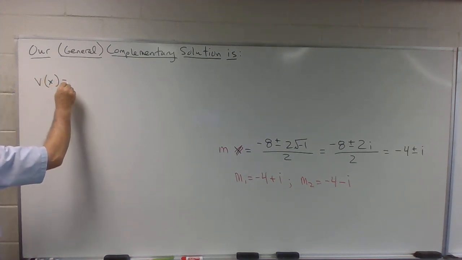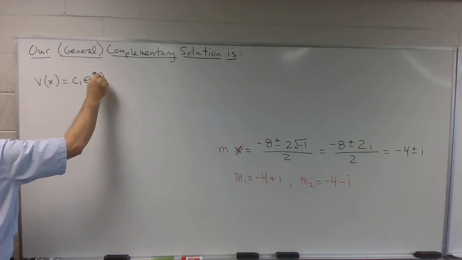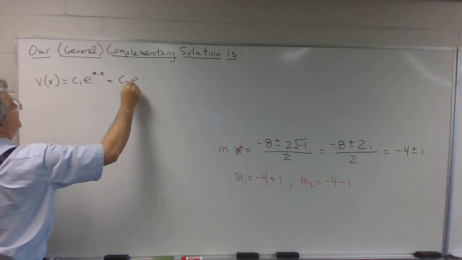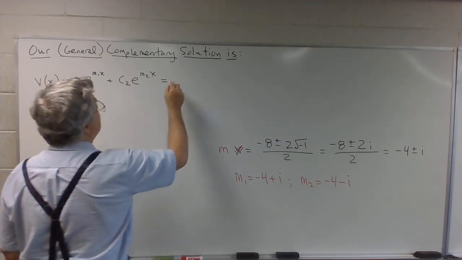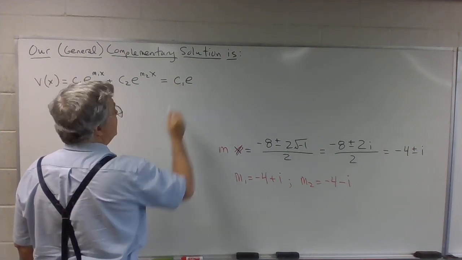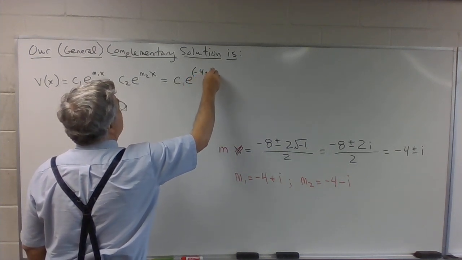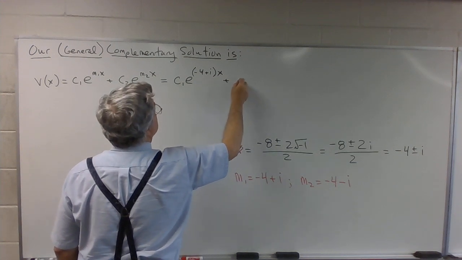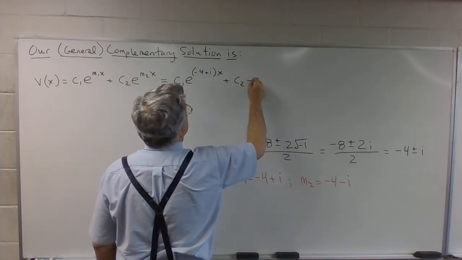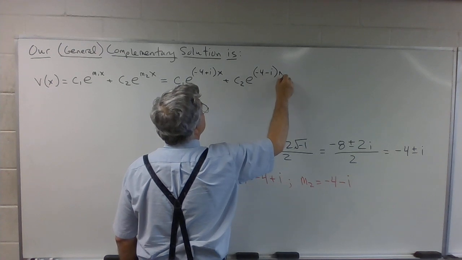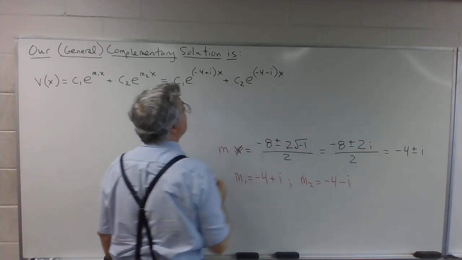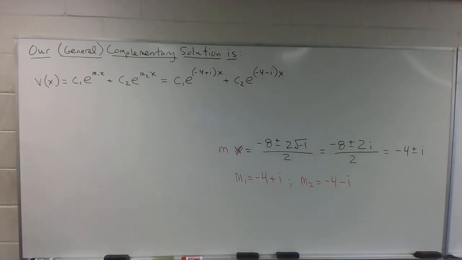We get y of x equals c1 e to the m1x plus c2 e to the m2x. Holy stinking moly. So that is c1 e to the negative 4 plus i x plus c2 e to the negative 4 minus i x. Okay.